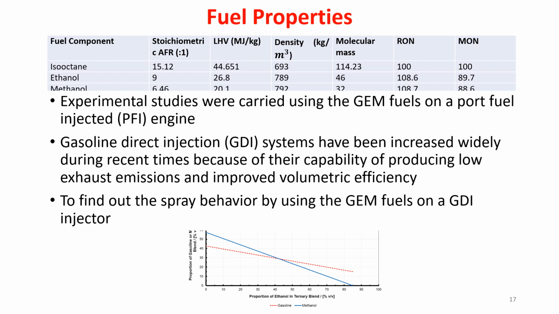Moreover, experimental investigations were carried out on IC engines using the GEM fuel, but on a PFI engine, not on a GDI engine. Literature on the utilization of GEM fuels in GDI engines is still limited. As mentioned earlier, GDI engines have better volumetric efficiency and can go to a higher compression ratio. Hence, we would like to see the effect of GEM blends on the GDI system throughout this work. All the model parameters which were used for the Spray G simulation were considered the same for this study as well.